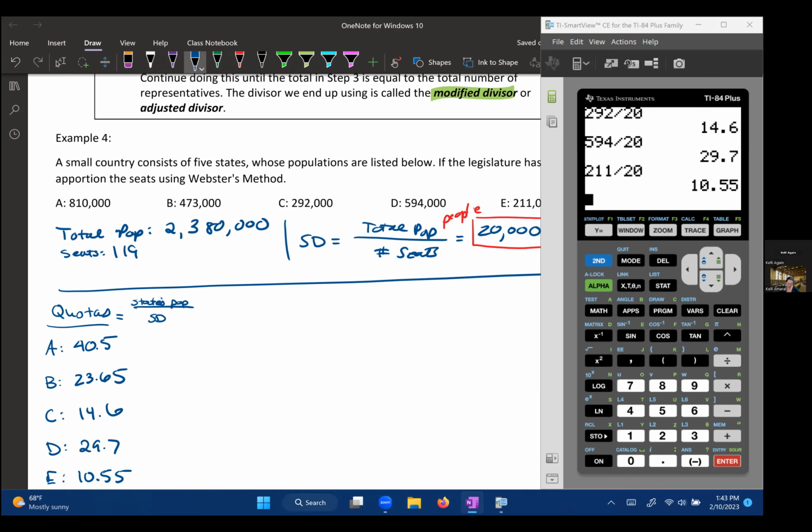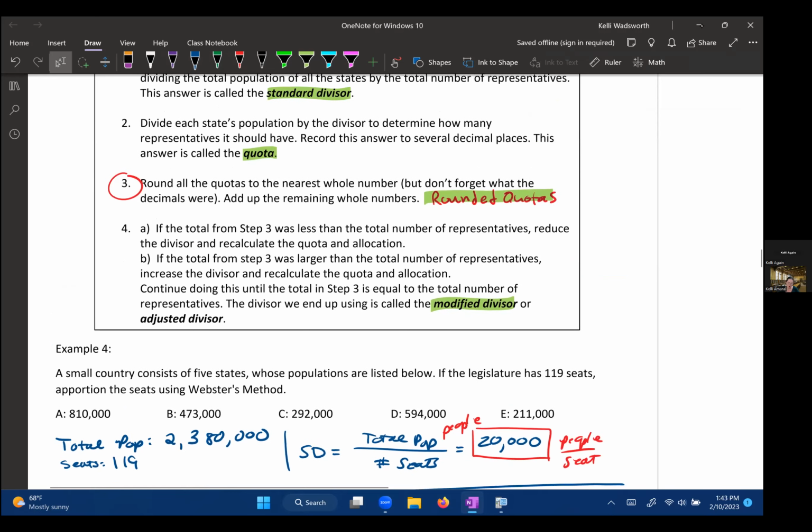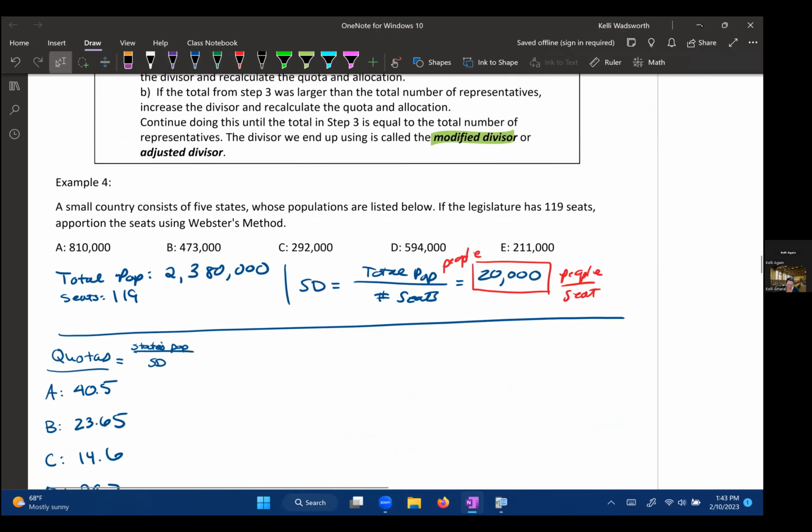Okay, so pretty good. So that's how we did that. We take each state's population, we divide by the standard divisor. That's our standard quota. Okay, so then once we have those quotas, what do we do in this method? Oh, we round them all.